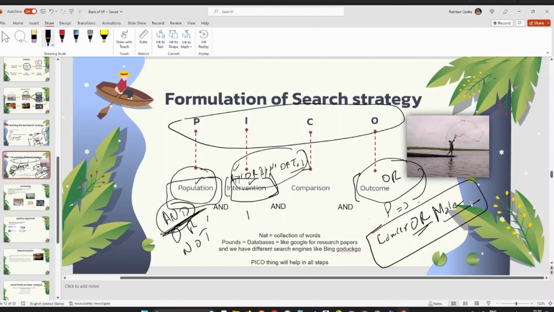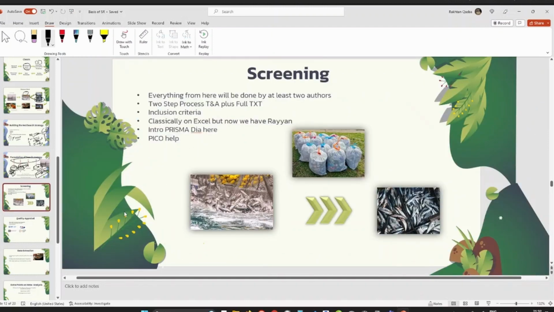So the PICO we are developing is very important, because PICO will help us everywhere. If we have PICO in the first step, the PICO will help us in every other step: the screening, quality appraisal, data extraction, writing the main paper. So after searching different databases, building a search strategy, and taking out fish from different databases, we can move on to the second phase, the screening phase.